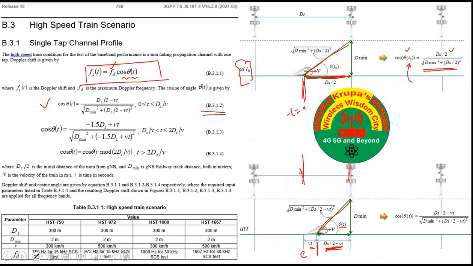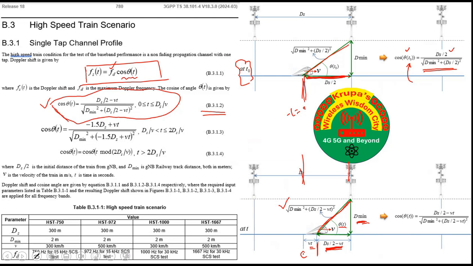How much is the diagonal? This is my height and this is my base, so you can put L, root of L square plus B square is equal to H square. So d mean square plus (ds by 2 minus vt) square. That is nothing but your diagonal value, right? So then what is cos theta? Cos theta is nothing but ds by 2 minus vt divided by the diagonal, and that is exactly what is put up in your 3GPP equations, right? I hope there is no doubt here.